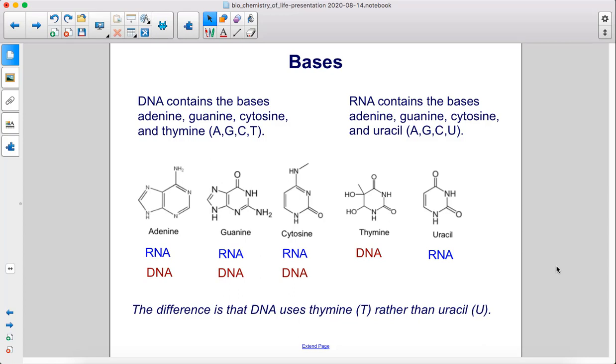DNA contains the bases adenine, guanine, cytosine, and thymine, A, G, C, and T. RNA contains the bases adenine, guanine, cytosine, and uracil, A, G, C, and U. The difference is that DNA uses thymine rather than uracil.